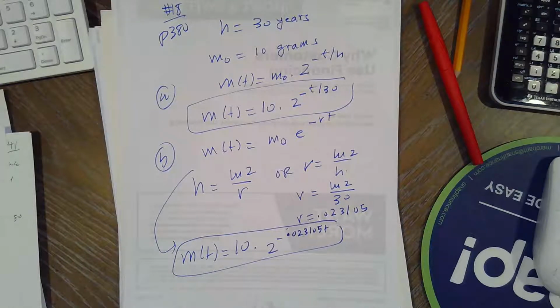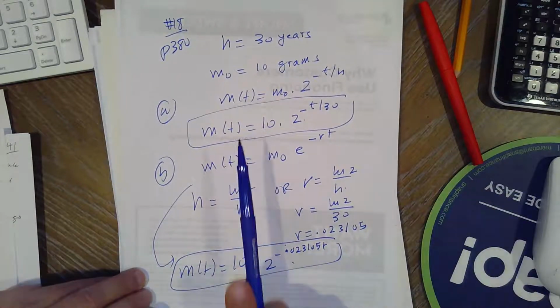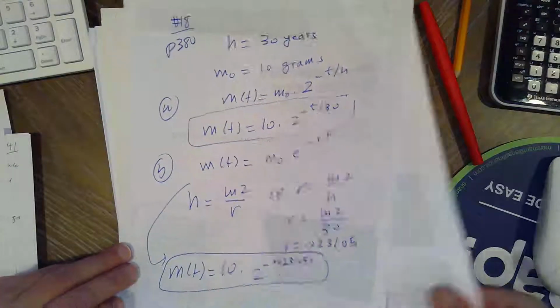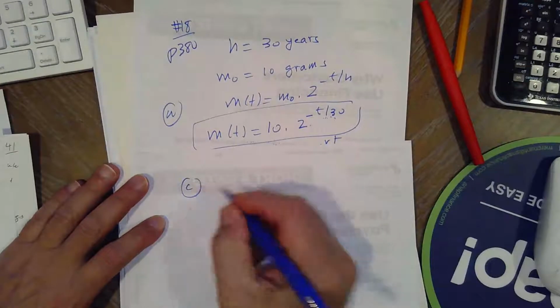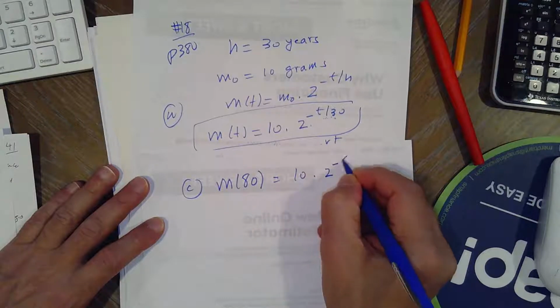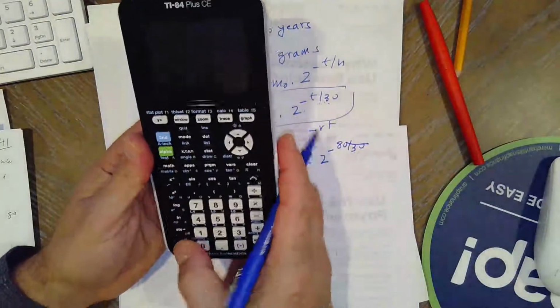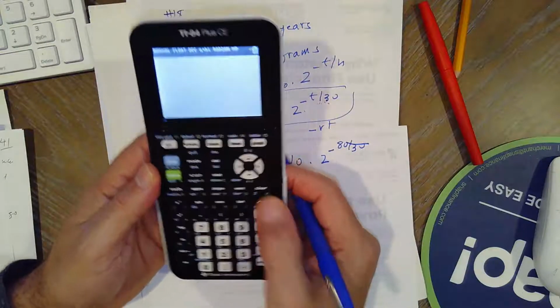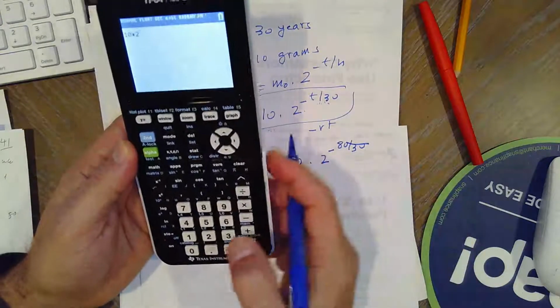Okay, part C, how much of the sample will remain after 80 years? Now you could use either formula, but I'm going to do A because this is more accurate. Okay, I rounded off. So how much of the sample would remain after 80 years? So what's m of 80? It's 10 times 2 to the negative 80 over 30, which is 8 over 3. We can cancel out the zeros. So 10 times 2 to the power negative 8 over 3.